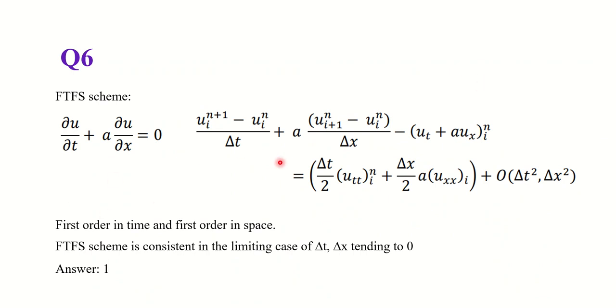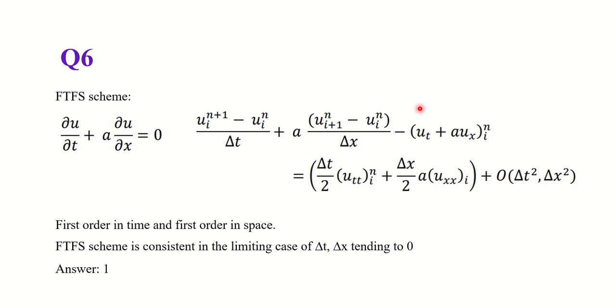What are the terms that we are neglecting? Delta t by 2 into dou square u by dou t square at i and n plus delta x by 2 a into dou square u by dou x square at i and n. So basically these are first order in space and first order in time because they are of order delta t and delta x. First order in space and first order in time.